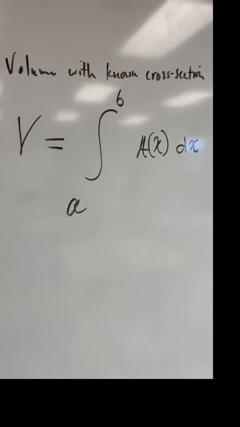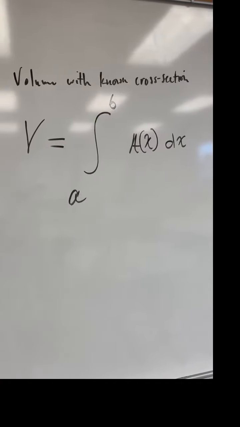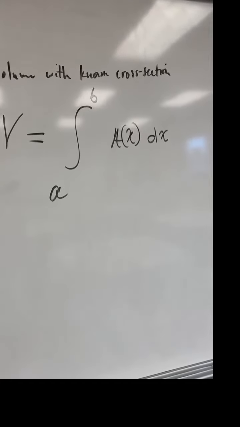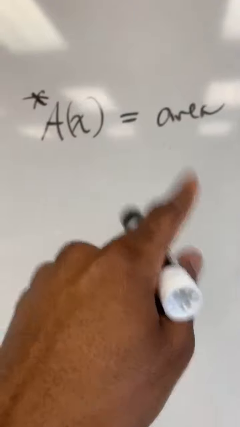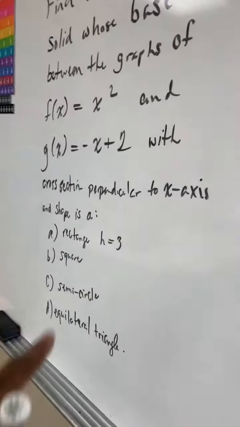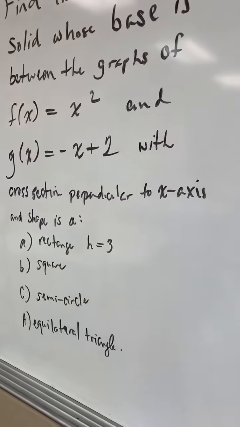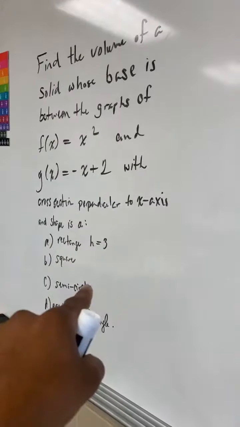So here's the main thing right here. To find volumes with known cross sections, volume is equal to the integral from a to b of A of x dx. And A of x basically just means area. The reason we don't write anything in particular there is because the area formula is different based on whatever shape you're dealing with. Depending on your shape, that's the area formula that you'll put here. So that changes based on the shape.